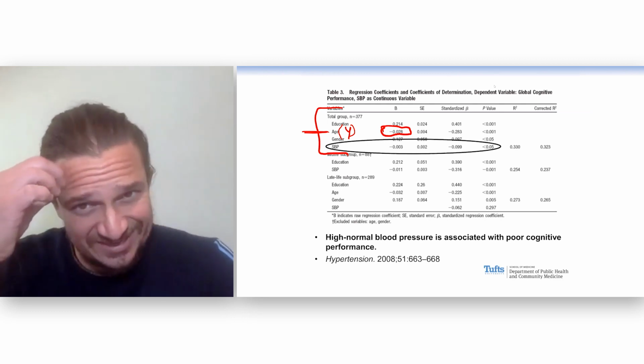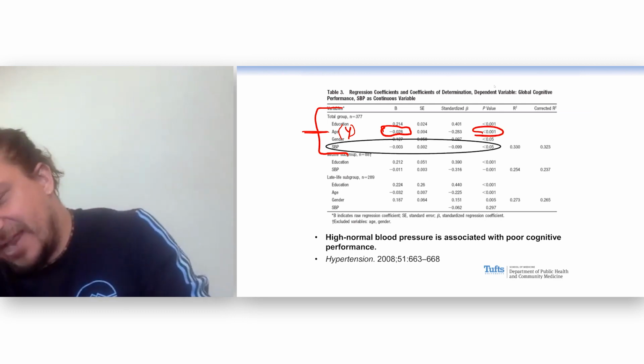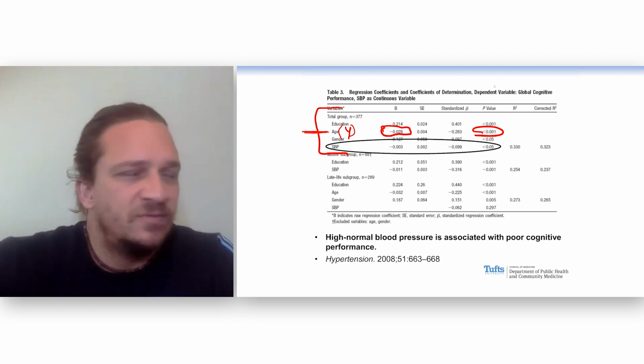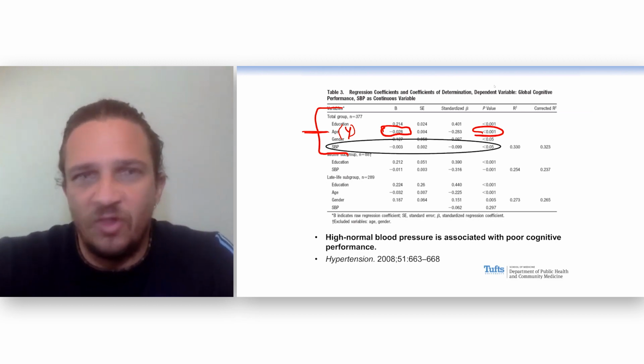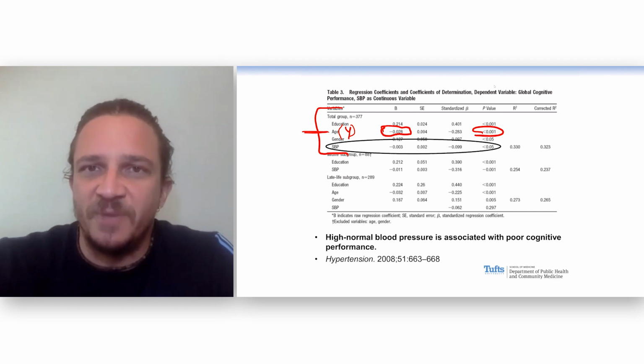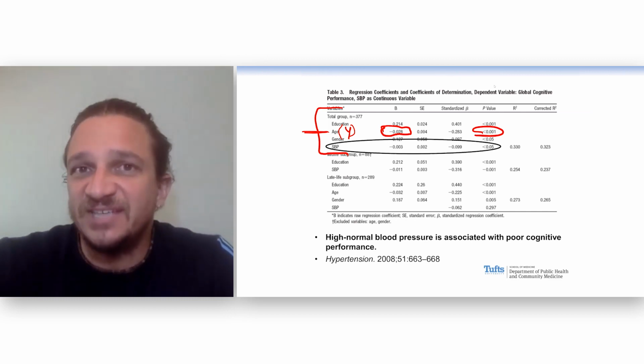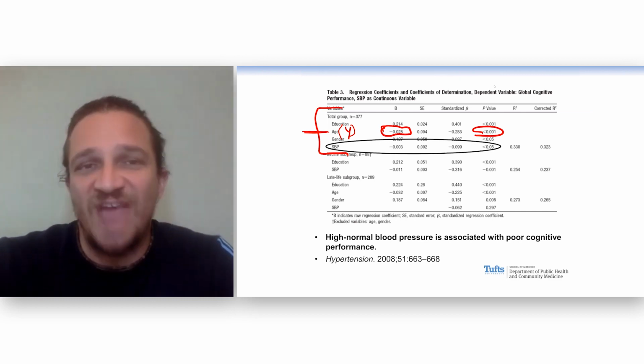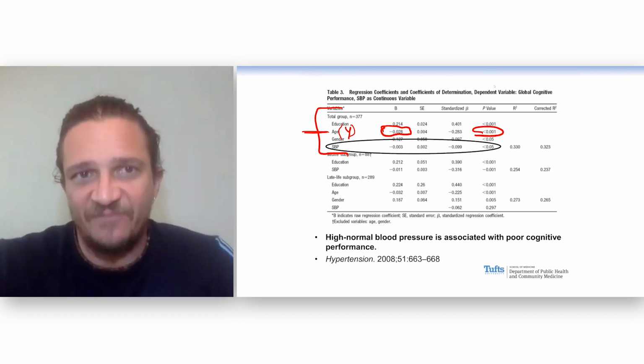Now, is that clinically relevant? We see here that it's statistically significant. Well, I don't know. I'm not an expert in global cognitive performance. I don't know how this thing was measured. In order to assess if something is clinically relevant or practically important, you have to ask an expert. You have to ask an expert.